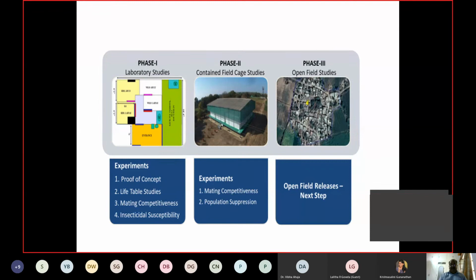evaluated and assessed. Then, after determining that phase one and phase two have gone well without any contradictions to our understanding of the biology of the mosquito, we enter into the next and the most important phase, the open field release experiments. But that comes in the end. That comes only when the first two have been done absolutely perfectly, and there is also acceptance by stakeholders of every kind.